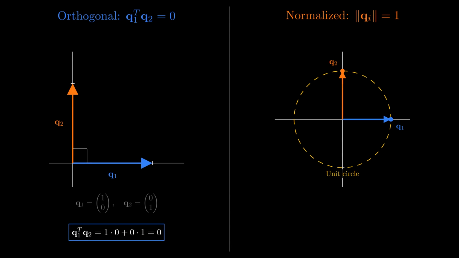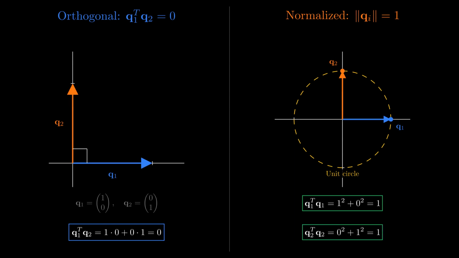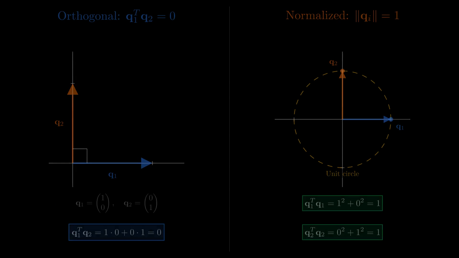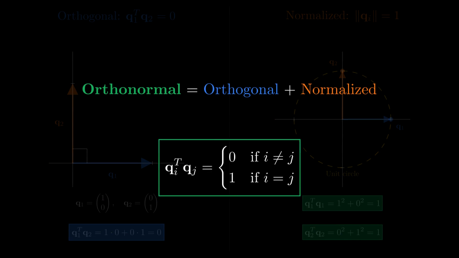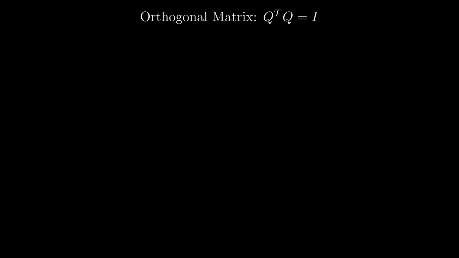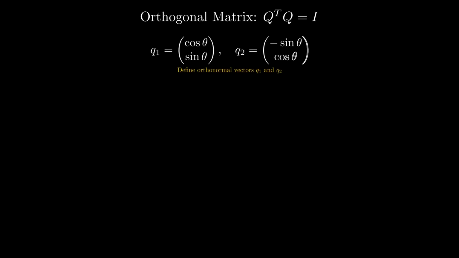We also need each vector normalized, scaled to unit length. A vector has unit length when its dot product with itself equals 1. Q1 dot Q1 equals 1 squared plus 0 squared, which equals 1. Q2 dot Q2 equals 0 squared plus 1 squared, which equals 1. Both vectors sit on the unit circle. When vectors are both orthogonal and normalized, we call them orthonormal. The formal conditions are qi transpose qj equals 0 when i does not equal j, and qi transpose qi equals 1.